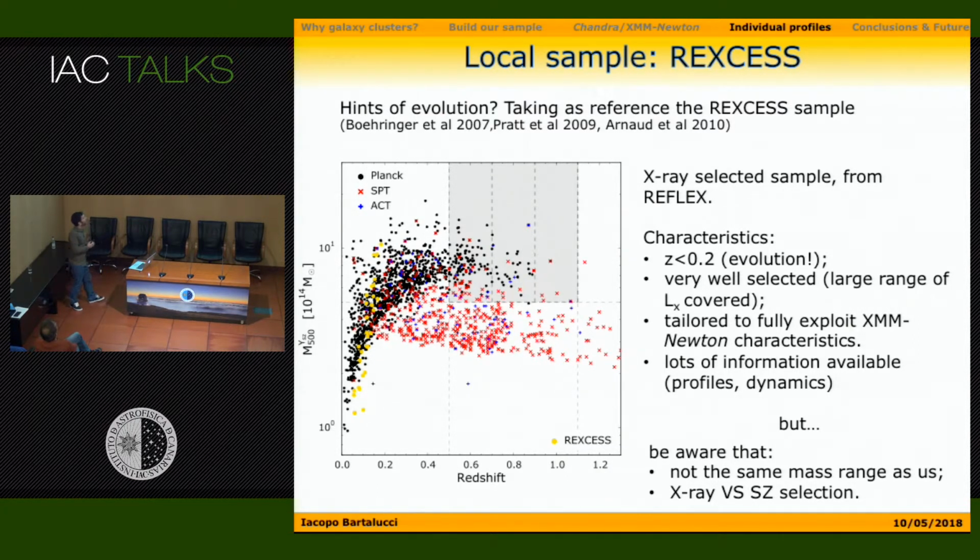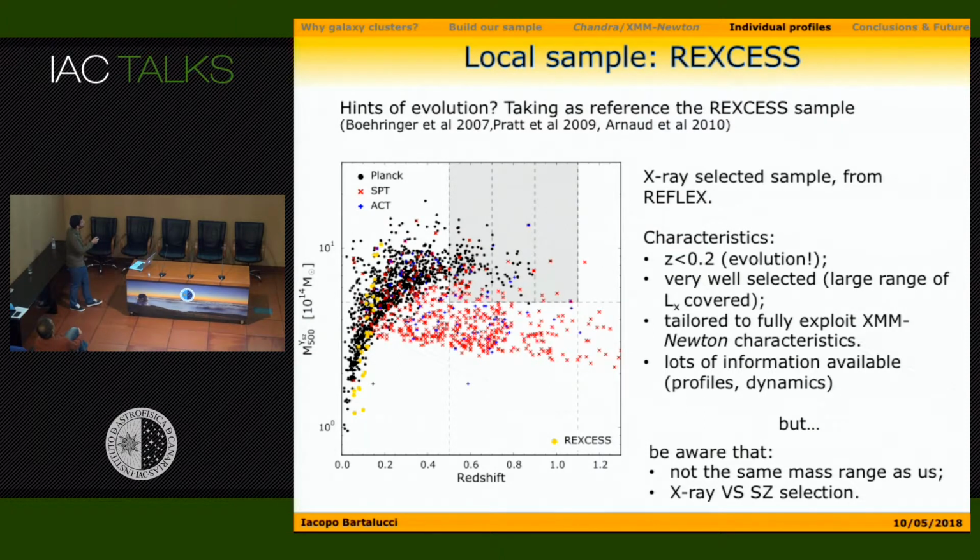Now, to do evolution, we have to compare the properties of our clusters at shift 1 with a local sample. For the moment, a very large SZ selected sample. So what we have done is choose REXCESS. Now, that you can see here in the mass redshift plane with the yellow points is a local sample which has a very large range of masses here.